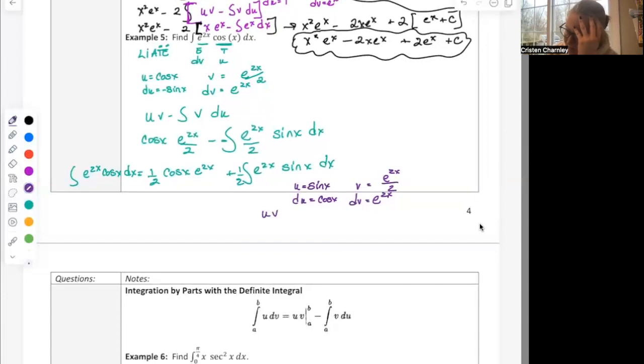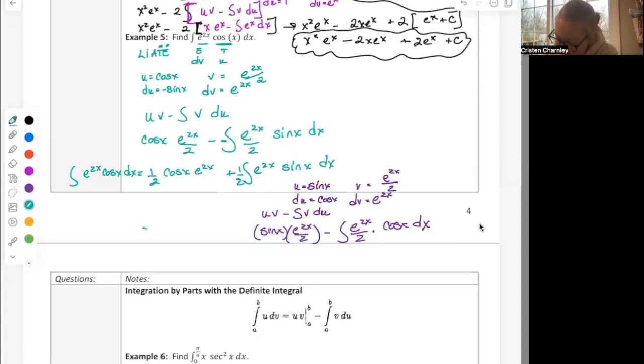When I go to do the formula, uv minus the integral of v du, in place of u goes sine of x. In place of v is e to the 2x over 2. Minus the integral, v is e to the 2x over 2, and du is cosine of x dx. And maybe you can tell already where this is going. It's driving me crazy, that's for sure. 1/2 of all of this.